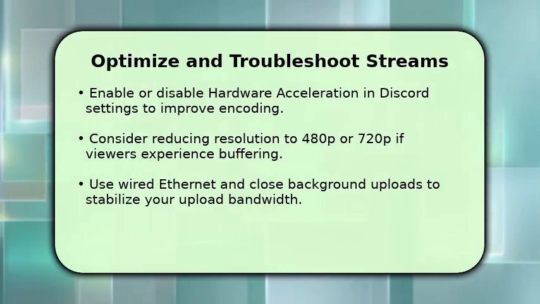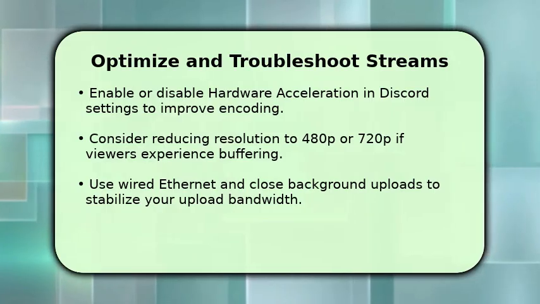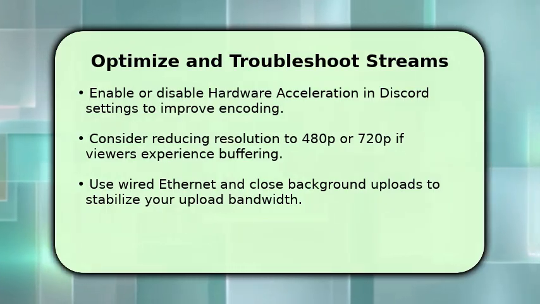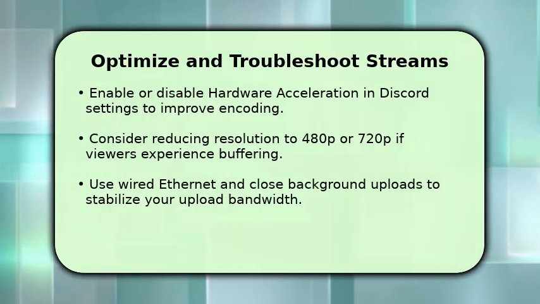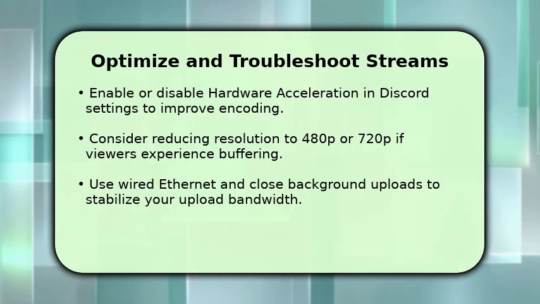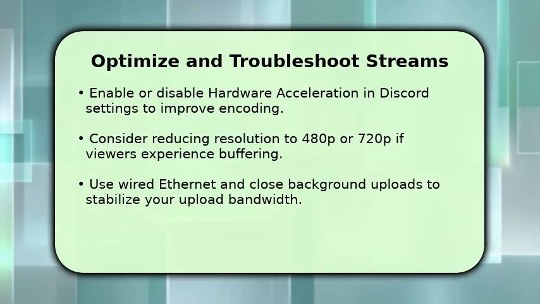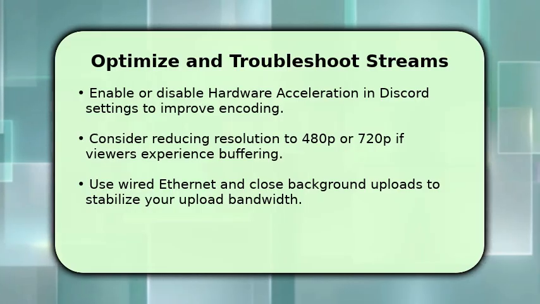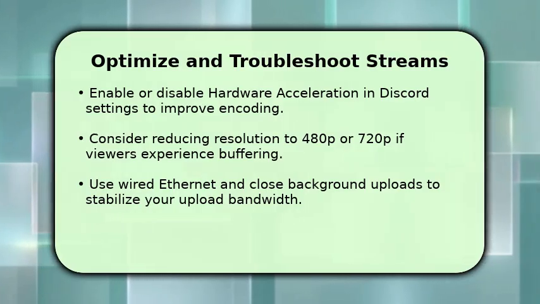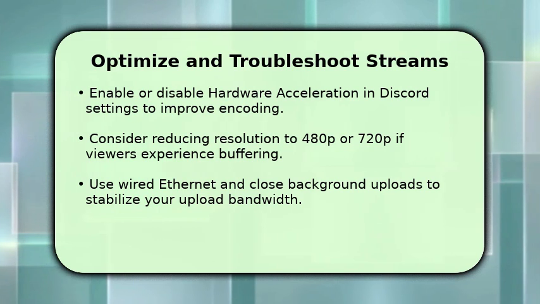Consider reducing resolution to 480p or 720p if viewers experience buffering. Lower the frame rate from 60 FPS to 30 FPS when CPU or upload is limited. Use wired Ethernet and close background uploads to stabilize your upload bandwidth.